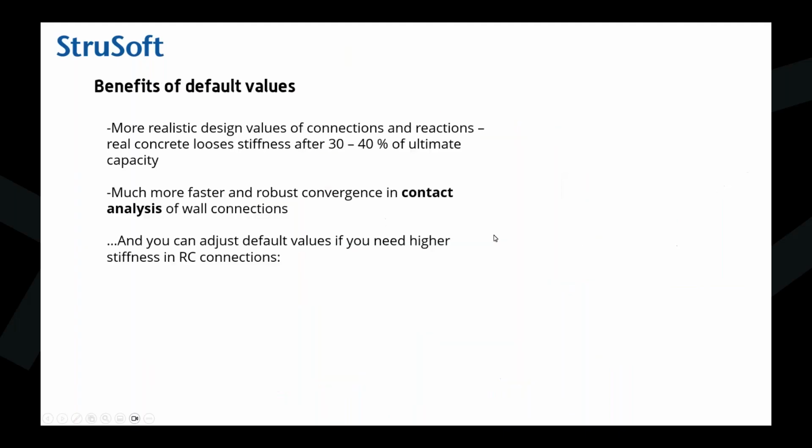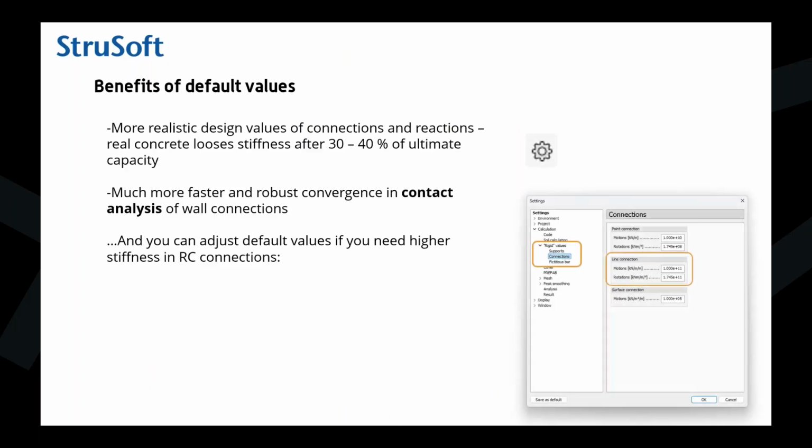Of course, you can also change the default value yourself, and the benefit is that you get more realistic design values, because the concrete will soften after 50% or 40% of the capacity. And if you do contact analysis between wall elements, the limited stiffness will give you a much better converging finite element model. Of course, you can adjust the stiffness yourself; the settings are found in the software settings in the connections. What is the ultimate value of the stiffness between the elements?